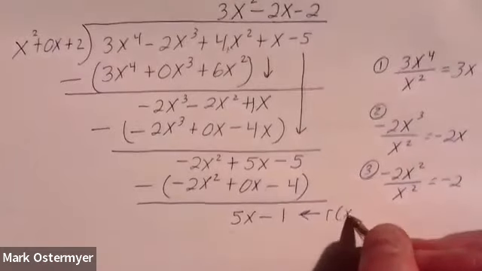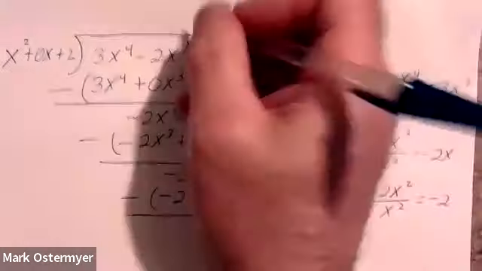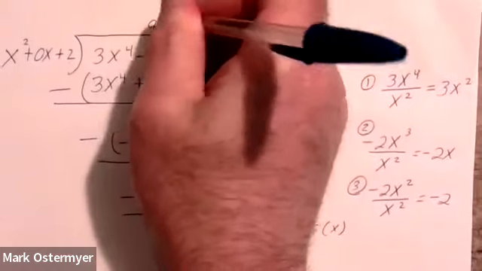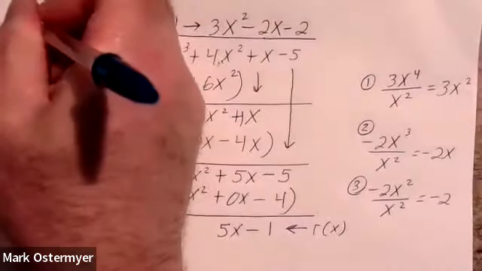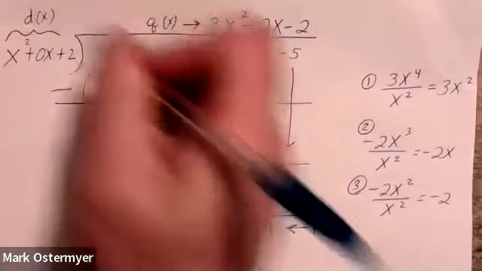This is your r of x. This is your q of x, your quotient polynomial. And this is our divisor polynomial d of x.